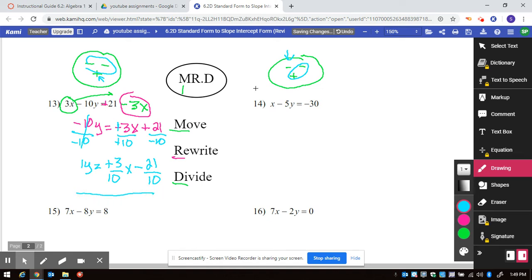Let's go ahead and take a look at number 14 real quick. I want you to actually pause the video, try and work it out, and then come back to see if you got the answer correct.